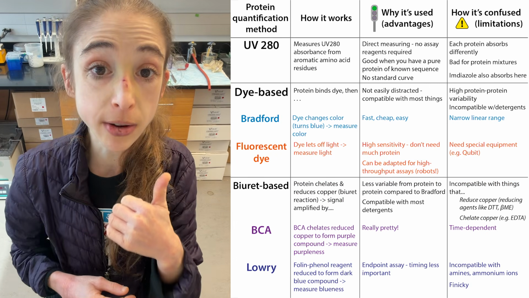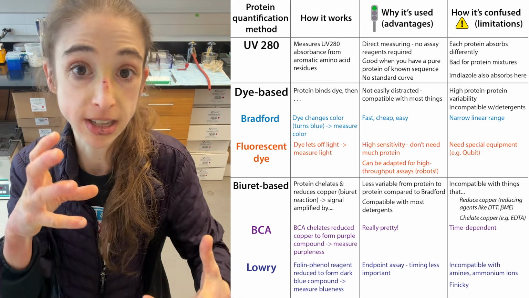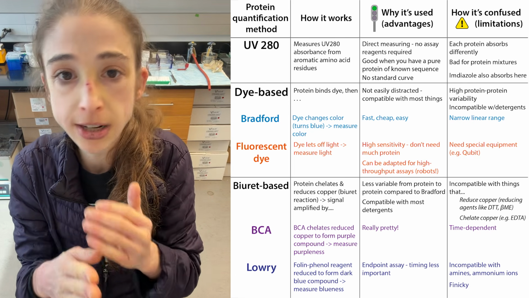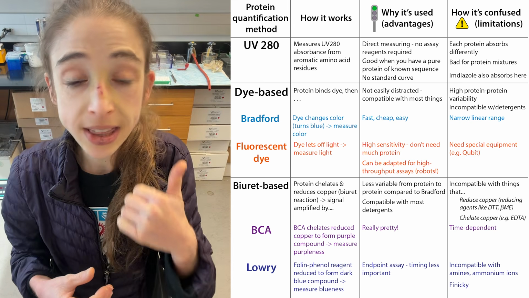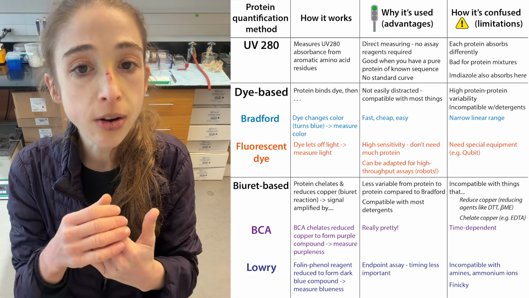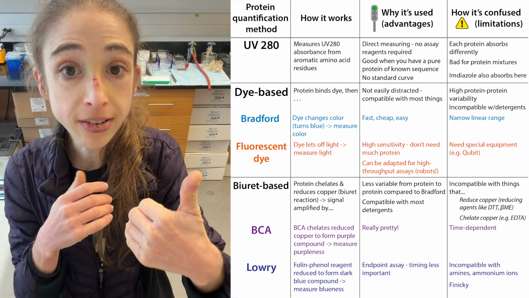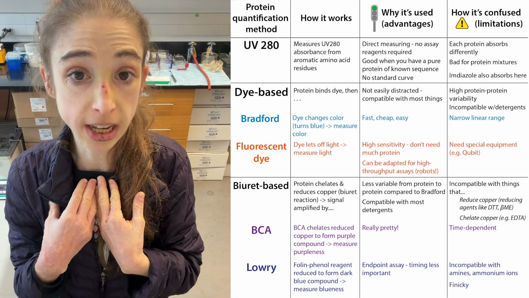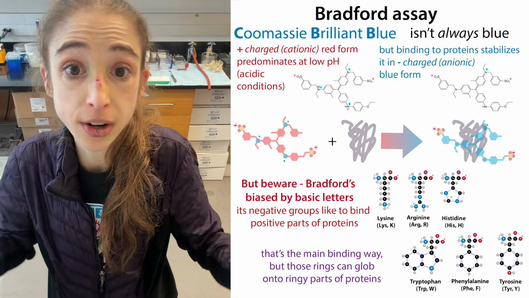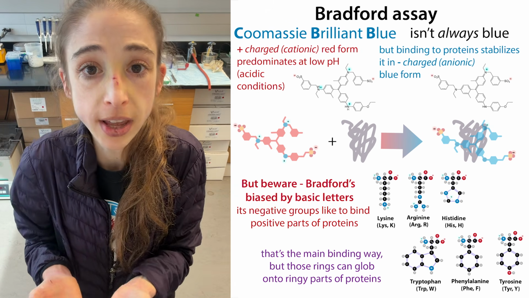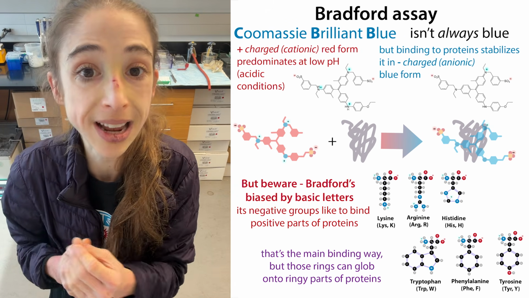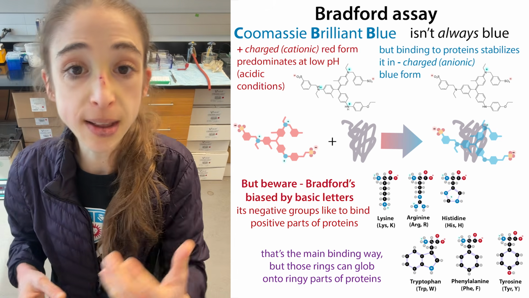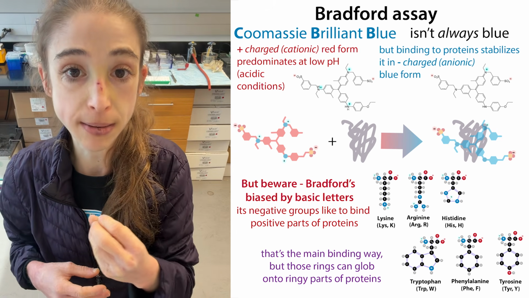So UV280 was biased by how many of those aromatic amino acids you had. But if you had a really pure protein and you know its sequence, you can account for that. With these other ones, however, we are relying on comparison to other proteins which might have very different compositions from our protein. And so BSA has a different composition than, say, your protein of interest, and this matters because the Bradford doesn't just bind non-specifically. Instead, the Bradford is biased by basic amino acids.